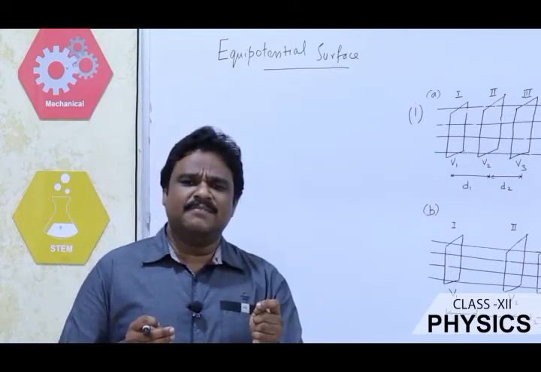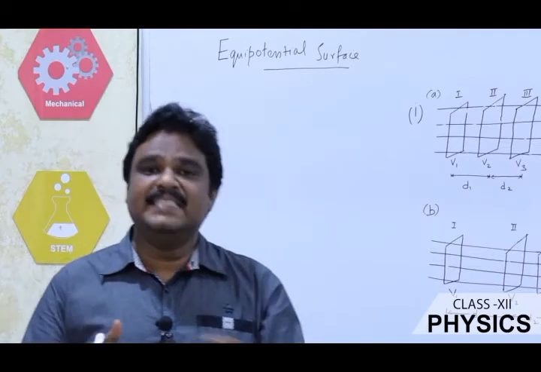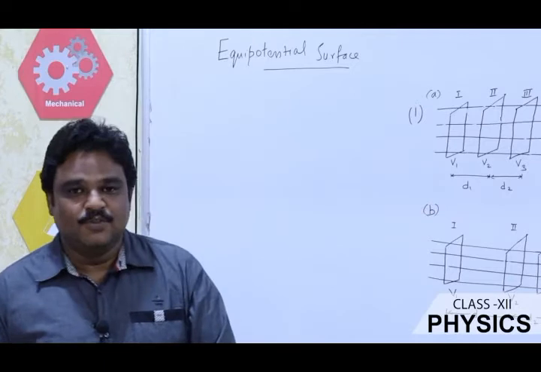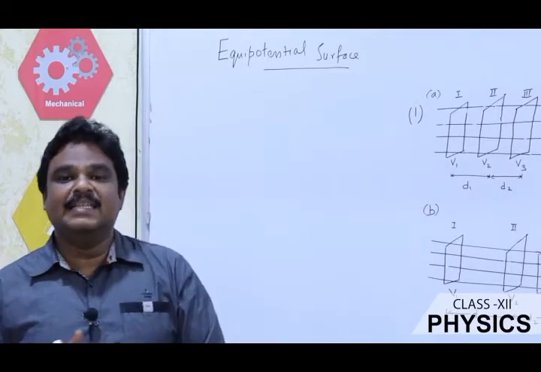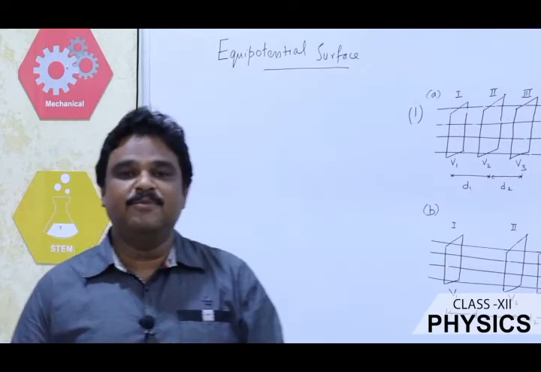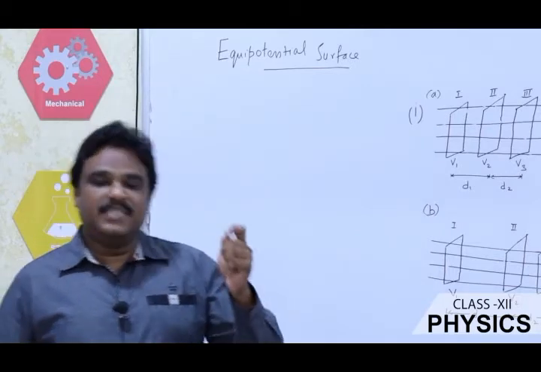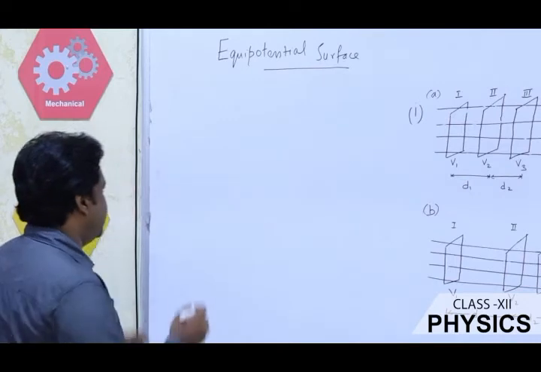Now, an equipotential surface can be drawn for any region if there is an electric field. Before getting into the pattern of equipotential surfaces, let us discuss their important properties. One by one, I am going to explain. Every property is very important because such properties come in short questions. So, I am going to get into the very first property.